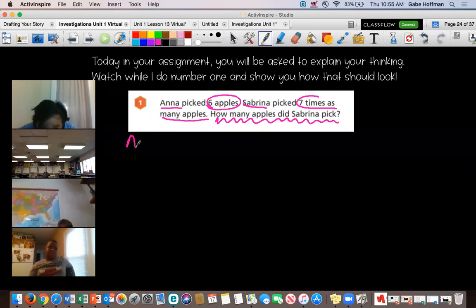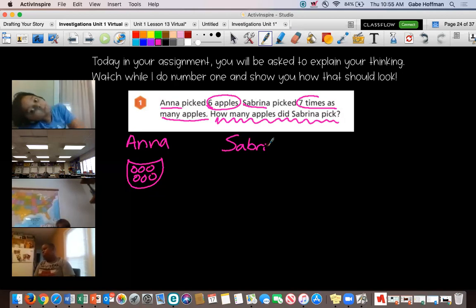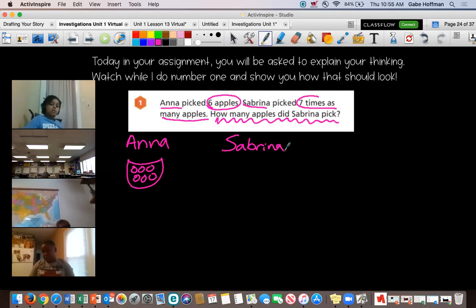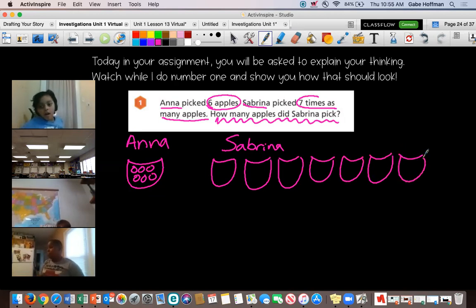So I'm going to start with Anna. I'm going to give her a basket with 6 apples. 1, 2, 3, 4, 5, 6. Now Sabrina has 7 times as many. So Anna has 1 basket with 6 in it, and Sabrina picked 7 times as many as that. So she's going to have 1 basket, 2 baskets, 3 baskets, 4 baskets, 5 baskets, 6 baskets, 7 baskets with 6 in each.